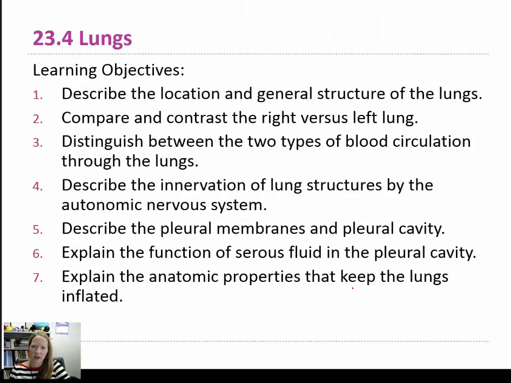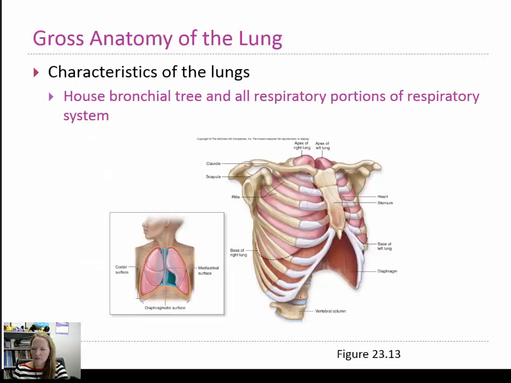As far as what we're going to be covering in the lungs, we're going to take a look at just the general anatomy of the lungs. We'll talk about circulation and innervation. We'll look at the pleural membranes, and then we'll take a look at the properties that are going to keep the lungs inflated. So let's look at the location and general structure of the lungs.